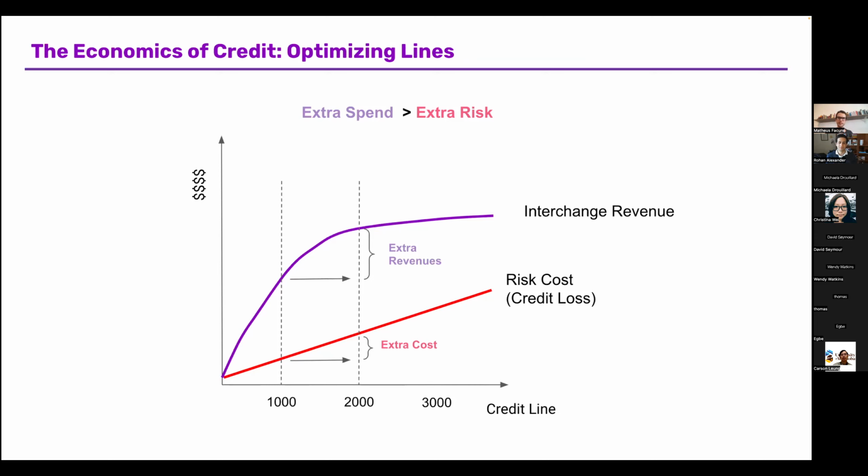And I keep asking this question. Okay, but why not 2,000? What happens if I give 2,000? So I ask the same question again and say, okay, if I move from 1,000 to 2,000, I have, again, a small extra cost and a very huge extra gain. So it makes sense to make this move.